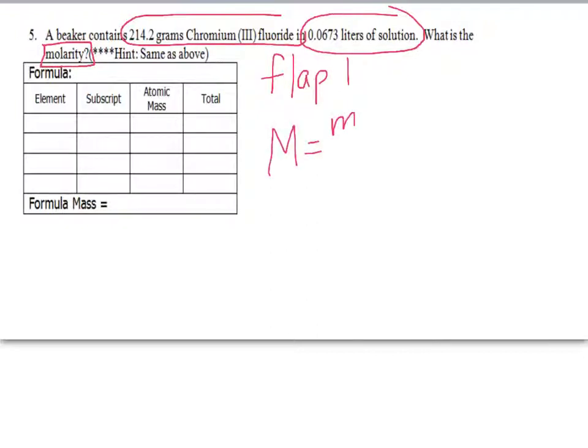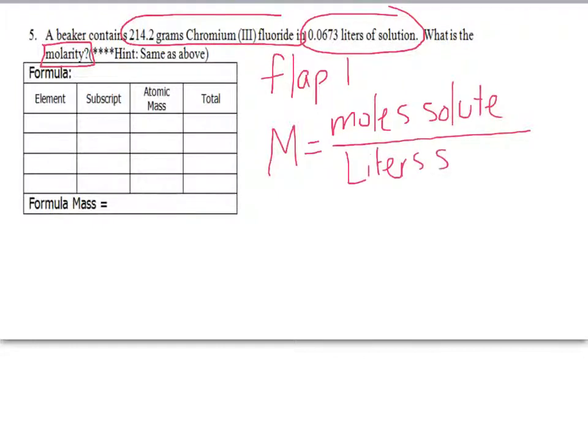We need moles of solute, and we need liters of solution. Now, one of those numbers is given. We can do the 0.0673 liters of solution, and we can plug that straight into the denominator.